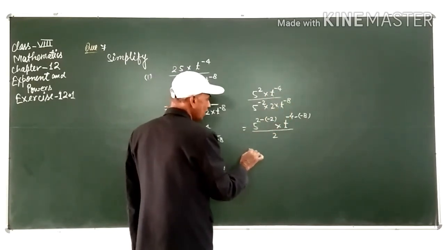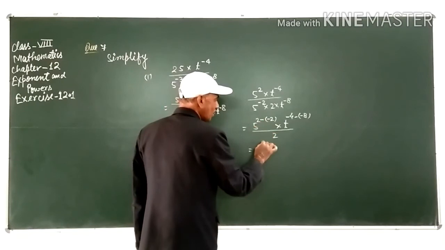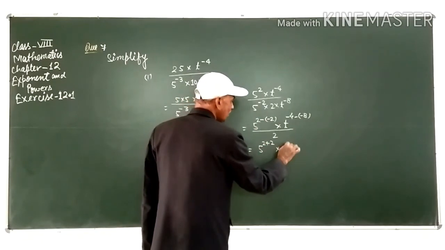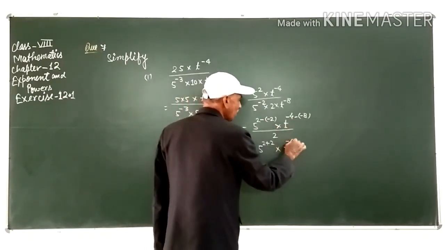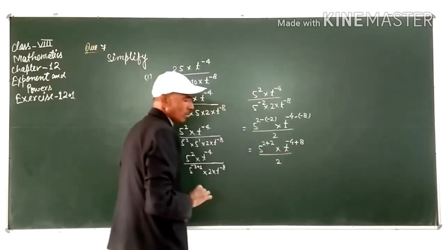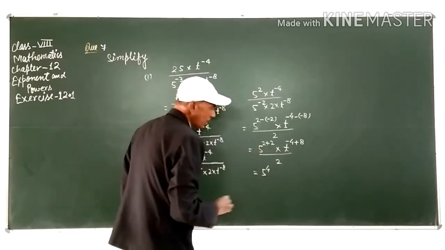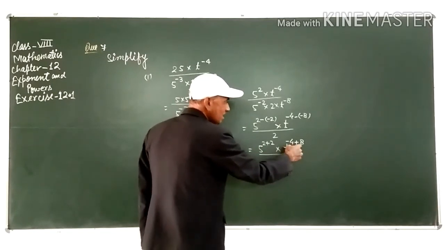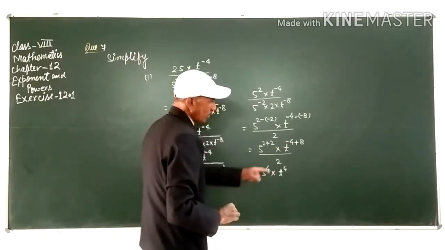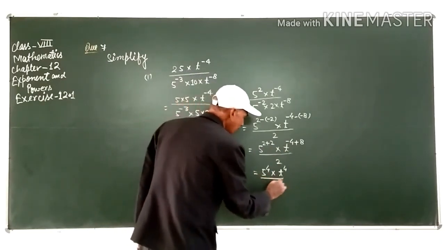Clear friends? So it will be minus into minus, that will be plus. 5 to the power 2 plus 2 into t to the power minus 4 plus 8 upon 2. And this one will be, students, 5 to the power 4 into t to the power plus 8 minus 4, it will be t to the power 4, upon 2. Clear students?